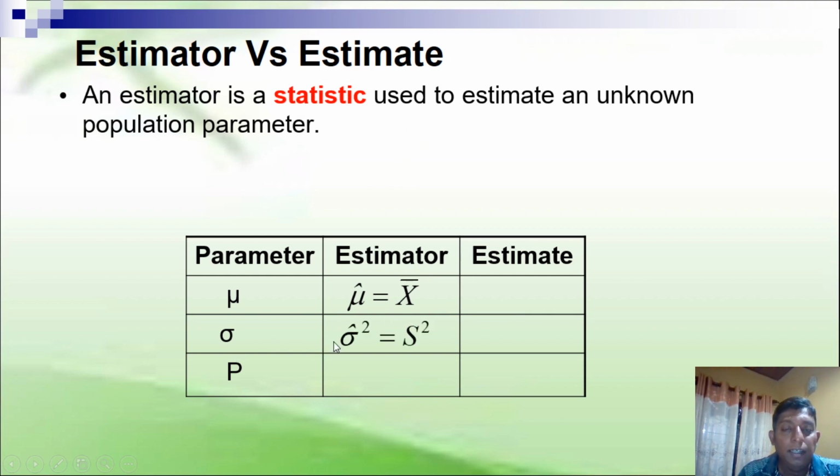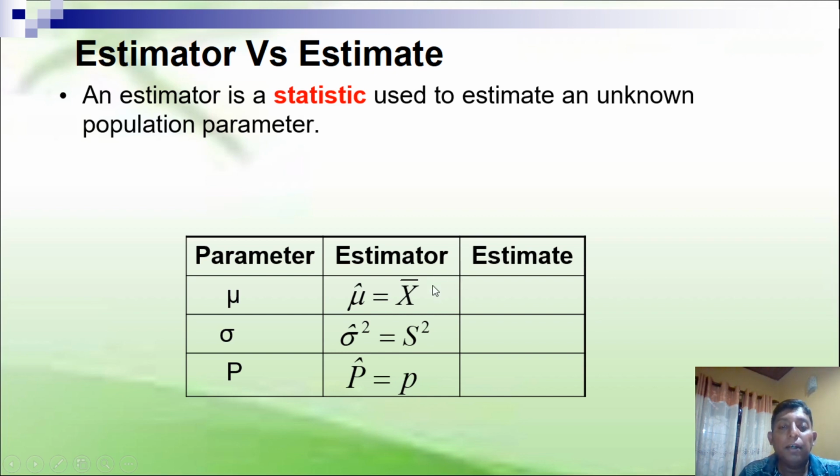The relevant estimator for the standard deviation sigma: first we calculate the sample variance, then take the square root of that sample variance, simply S. Therefore the estimator for this parameter is S square. After getting the value of S square we can take the square root. For the population proportion we can use simply p, the sample proportion, as an estimator.